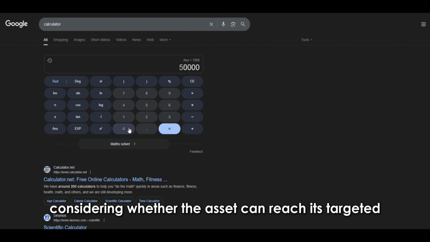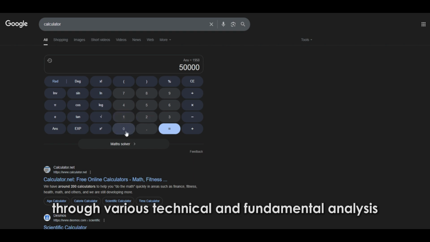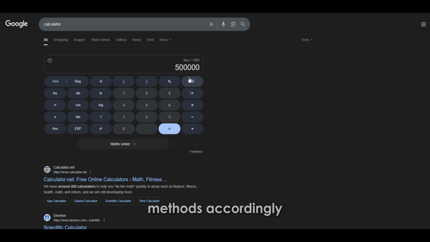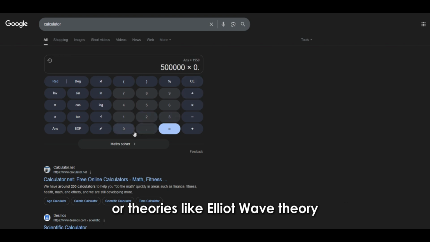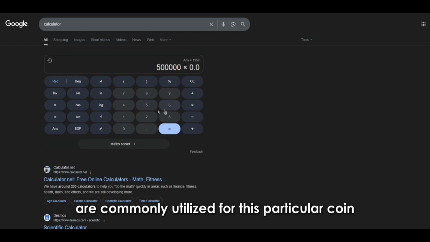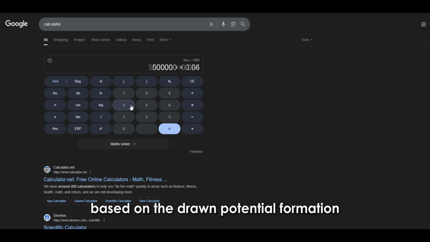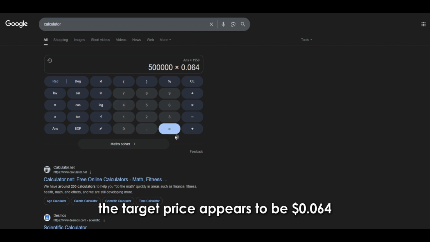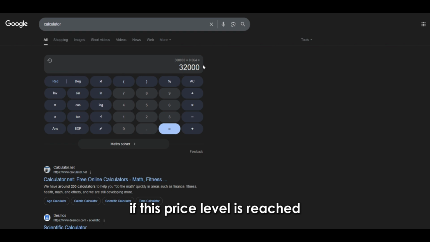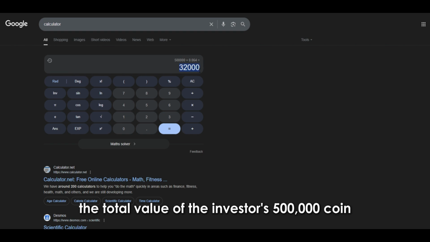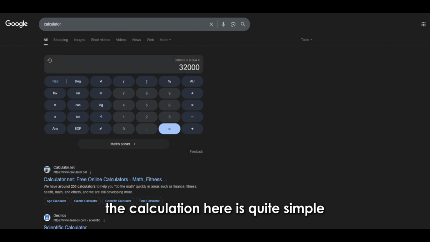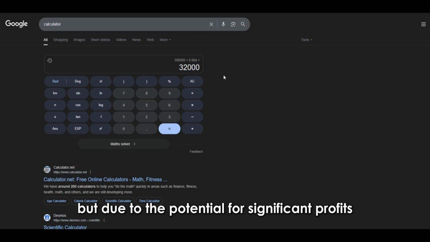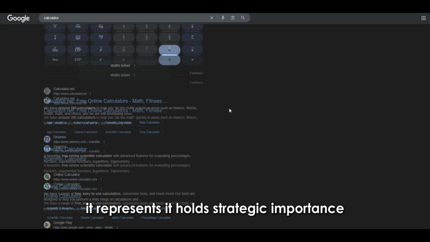Often considering whether the asset can reach its targeted price levels through various technical and fundamental analysis methods. Accordingly, structures such as the cup and handle formation or theories like Elliott wave theory are commonly utilized. For this particular coin, based on the drawn potential formation, the target price appears to be $0.064. If this price level is reached, the total value of the investor's 500,000 coin portfolio would increase dramatically. The calculation here is quite simple, but due to the potential for significant profits it represents, it holds strategic importance.